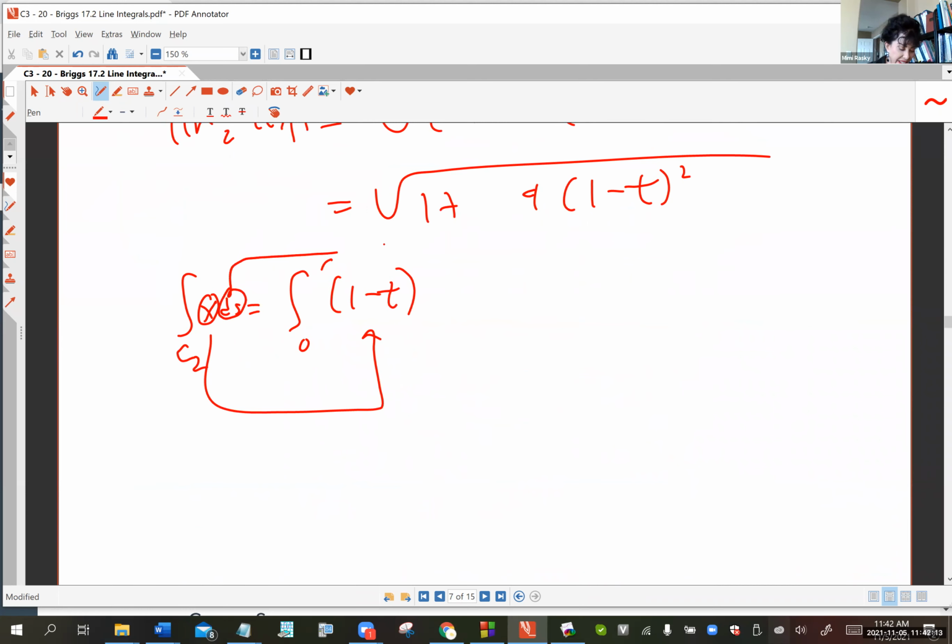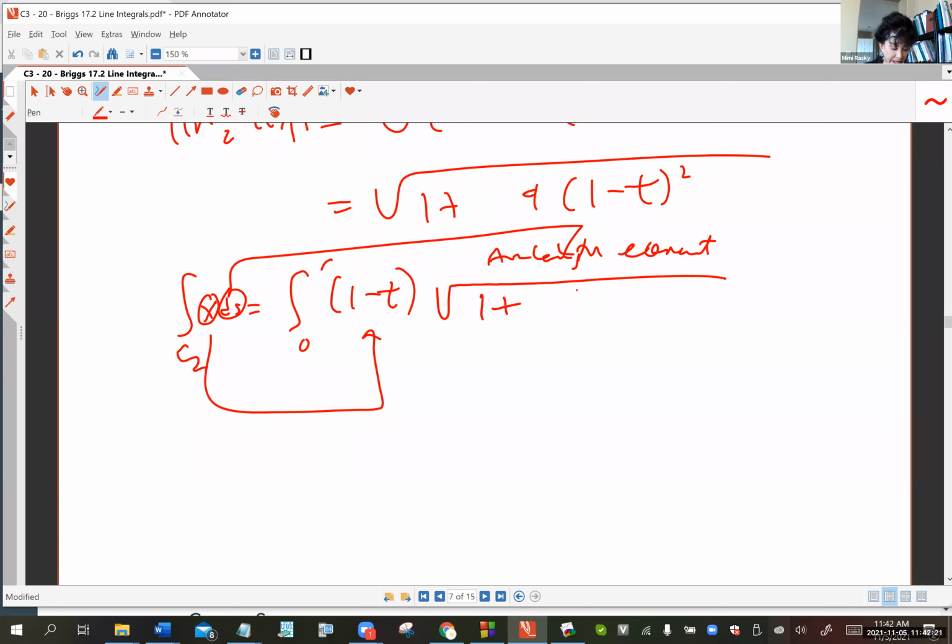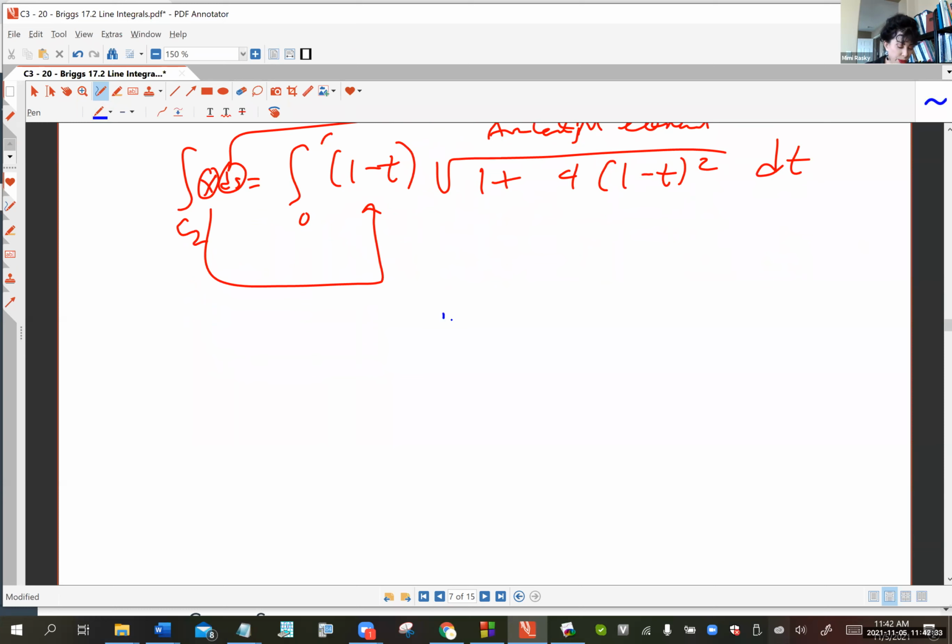The ds is the arc length element, and this is key, that ds stands for arc length element, and it's this horrific looking radical dt. Oh my God, is this even going to be integrable? Yes, watch. This, believe it or not, is integrable using the power rule. Let u be the radicand. I know, this is looking terrible. And then du, using the chain rule, is 8 times 1 minus t to the 1 times negative 1, which is really negative 8 times 1 minus t.